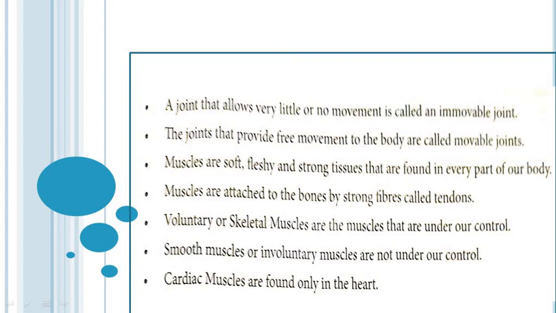There are three types of muscle: voluntary or skeletal muscles, smooth muscles, and cardiac muscles. Voluntary muscles are those that are under our control. Smooth muscles are not under our control, and the cardiac muscles are found only in the heart, and they are also involuntary in nature. So this is all for chapter 2.